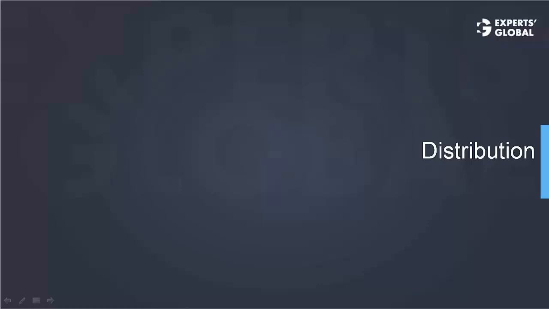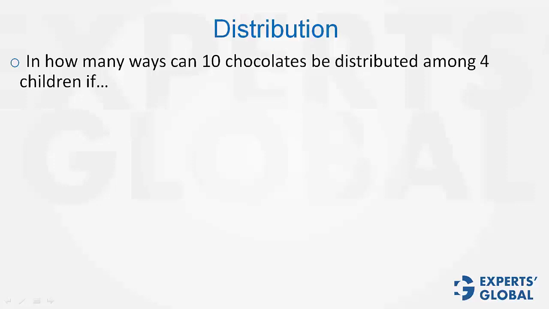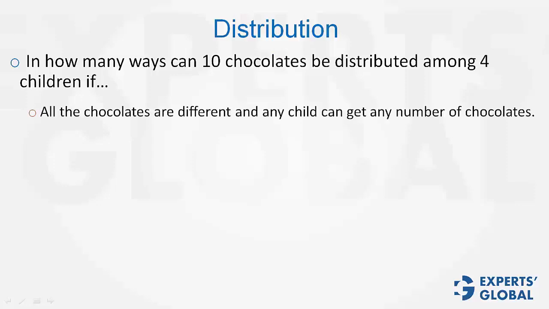The next concept is distribution, a very interesting concept. Look at the question here. The first question here is that all chocolates are different and any child can get any number of chocolates. So look at it from the chocolate's point of view. The first chocolate has 4 choices.